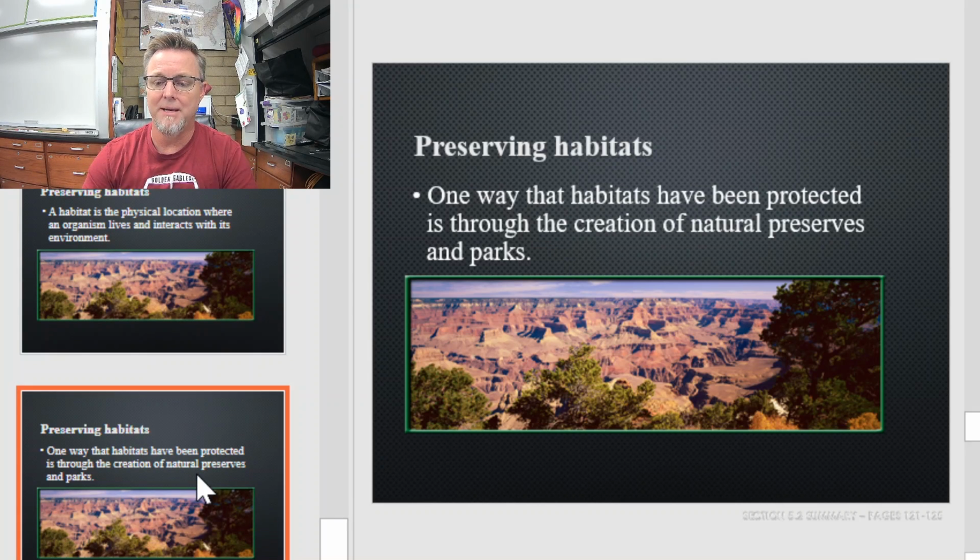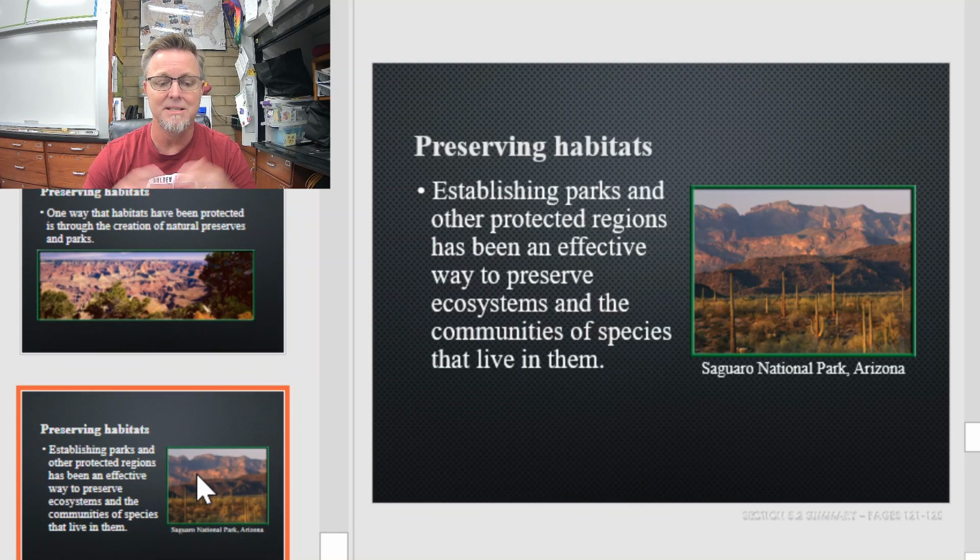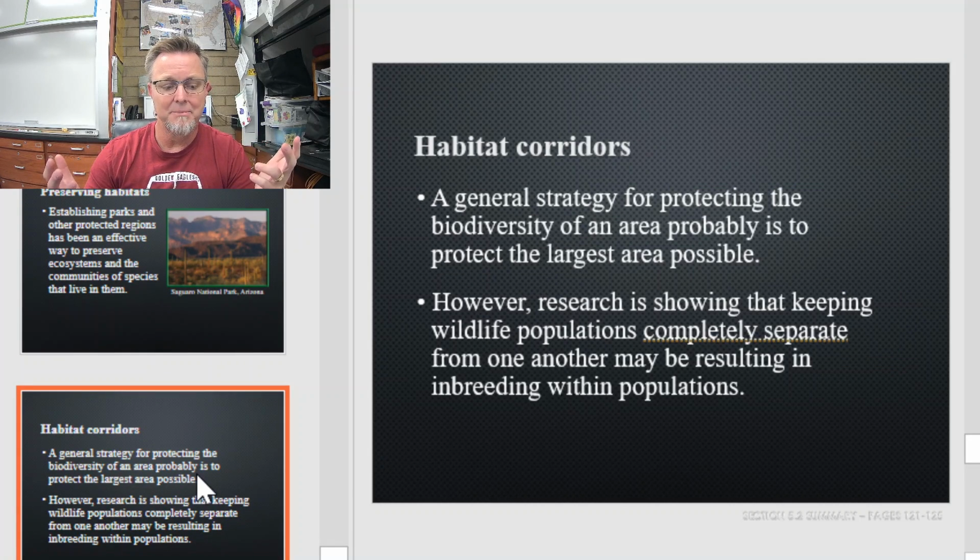So one way that habitats have been preserved is through the creation of national nature preserves and national parks. This cordons off an area and prevents it from being developed, and it lets plants and animals live out their life and the ecosystem stabilize itself. Establishing parks and other protected regions has been an effective way to preserve ecosystems and the communities of species that live in them. One other possibility is to establish things called habitat corridors.